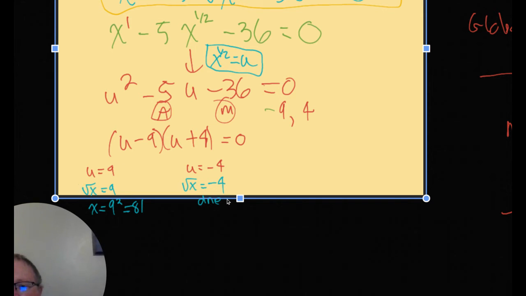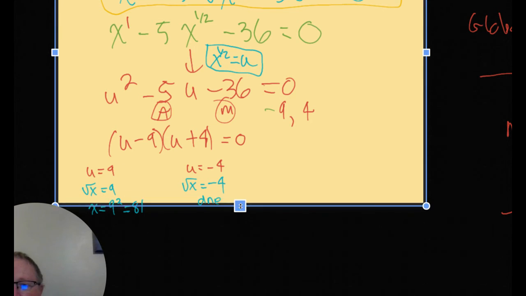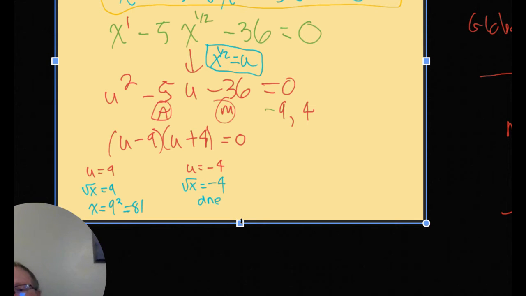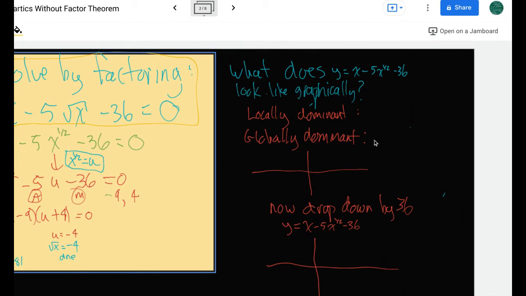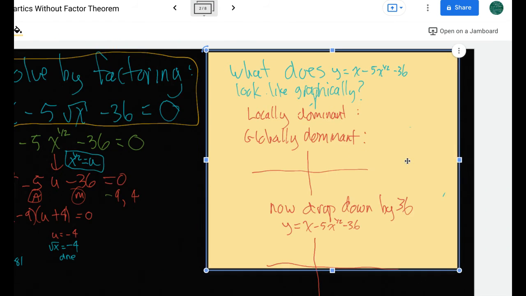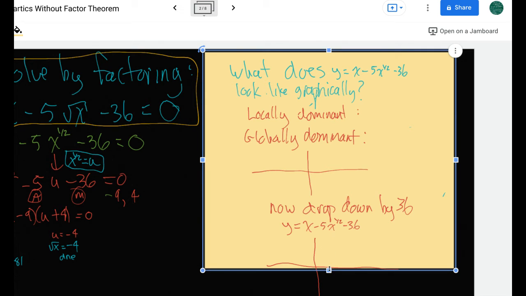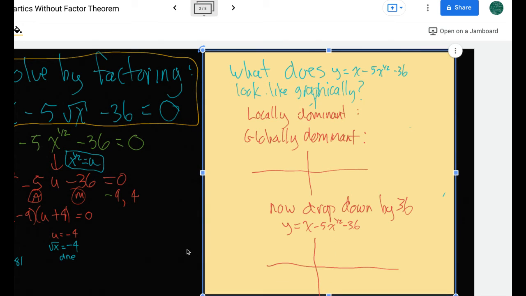On the other hand, root x equals 9. I can square both sides there, and x will equal 81. So I have one solution only, and it's x equals 81. Let's look at the graph. This is a nice one to graph. It's actually a really nice one to graph. And it'll make a lot of sense, I think.